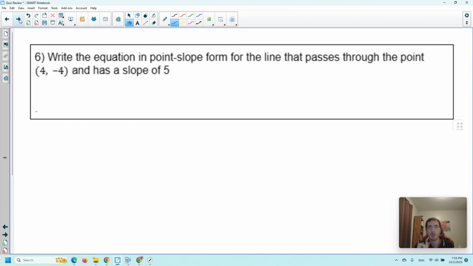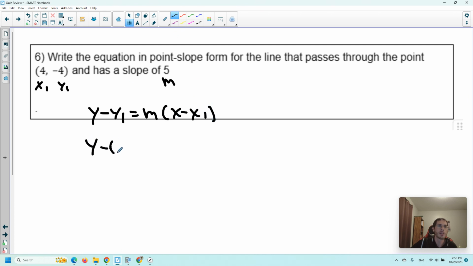All right, for 6, write the equation in point-slope form for a line that passes through the point 4, negative 4, and has a slope of 5. So now we're in the other section. This is going to be the x1 and the y1, and then the slope is the m. So what we're going to do is y minus y1 equals m times x minus x1. So we got y minus negative 4 equals, and this is the slope. I'm going to put it in red because it's the same slope as in the last section. So 5 times x minus 4. And that's actually it.